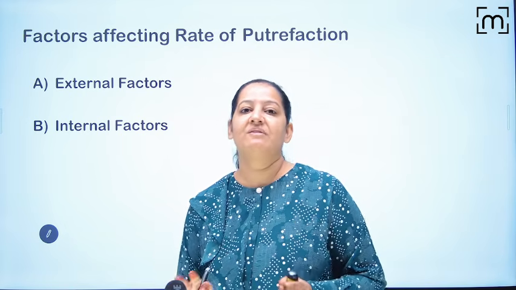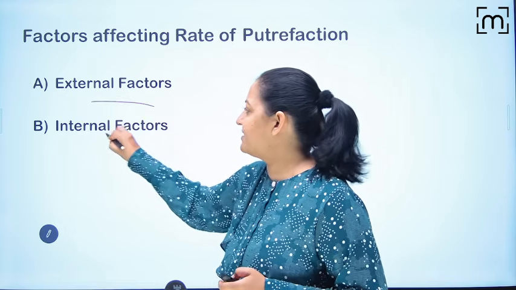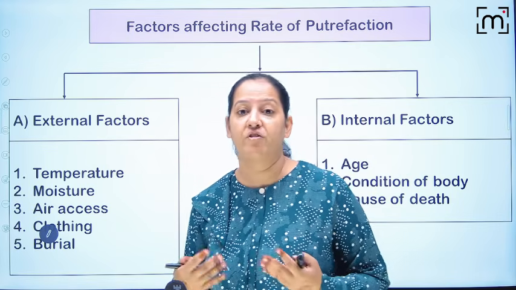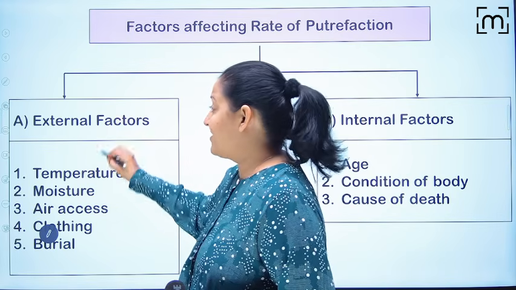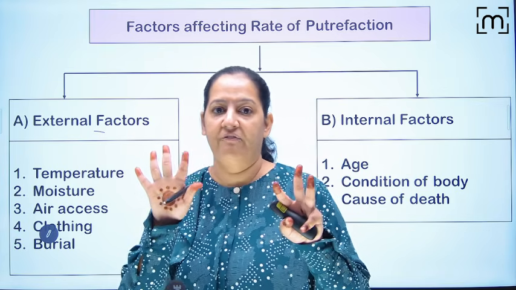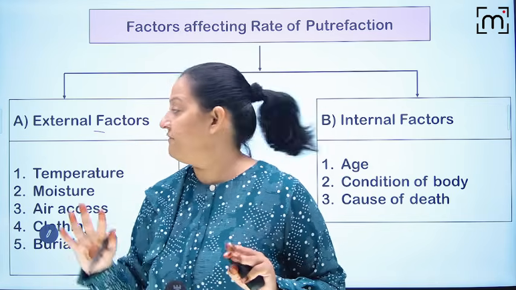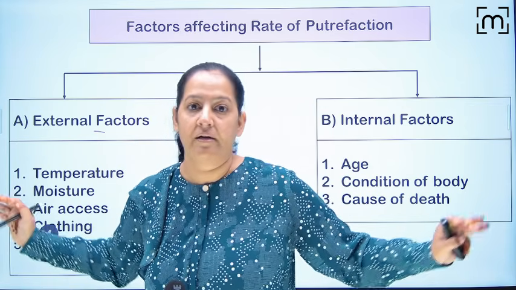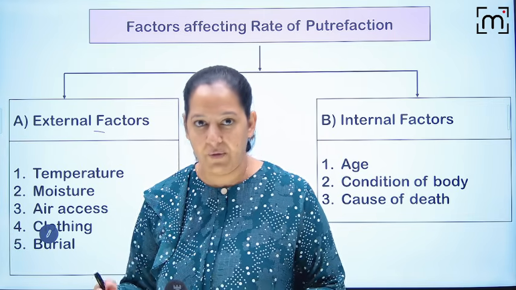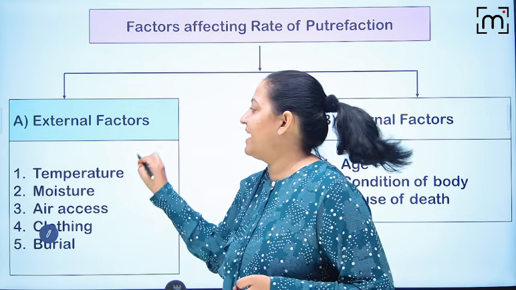Now coming to the factors affecting the rate of putrefaction. There are two types of factors, external factors and internal factors, which affect the rate of putrefaction. External factors are 5, internal are 3, so 5 plus 3, a total of 8 factors. Try to learn them. What are the 5 external factors? One by one we will take. So let's start with external factors only.